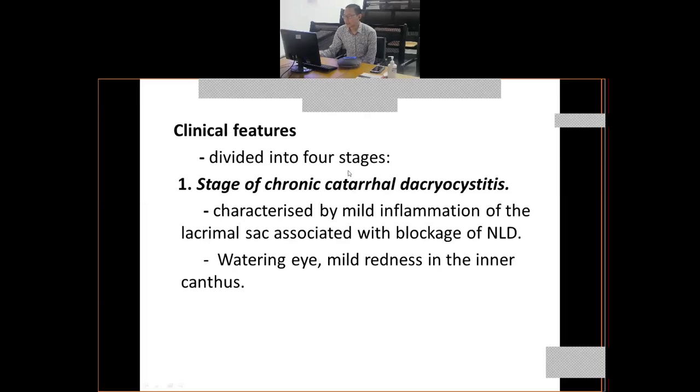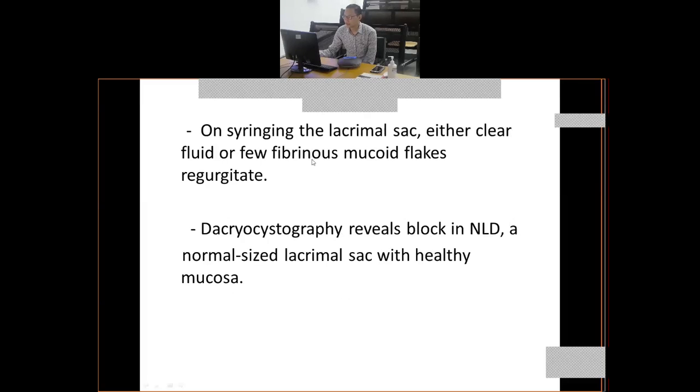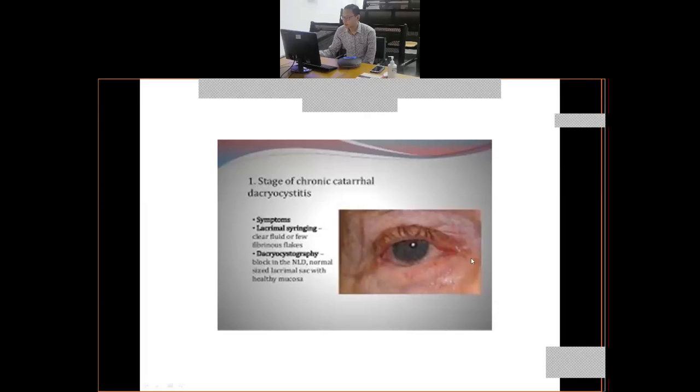Clinical features: it is divided into 4 stages. First is chronic catarrhal dacryocystitis. It is characterized by mild inflammation of the lacrimal sac associated with blockage of the nasolacrimal duct. Here, the patient will complain of watering eye and mild redness in the inner canthus. On syringing, you will get clear fluid or fibrous mucus flakes from the punctum. Dacryocystography reveals block in the nasolacrimal duct and a normal-sized lacrimal sac with healthy mucosa. You can see in this picture there is mild inflammation in the lacrimal sac area.